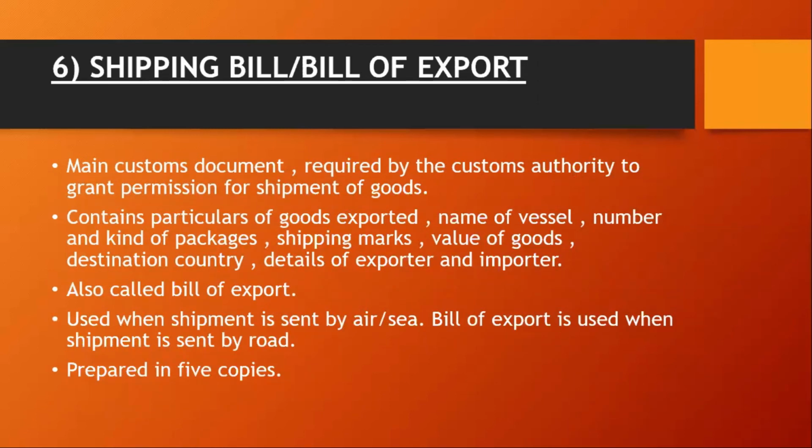Shipping bill is used when the shipment is sent by sea or air, and bill of export is used when the shipment is sent by road. We generally have many types of shipping bill: free shipping bill, dutiable shipping bill, drawback shipping bill, or DEPB shipping bill when the goods are under the DEPB scheme, or shipping bill for shipment ex-bond when the goods are required to be kept in bond.